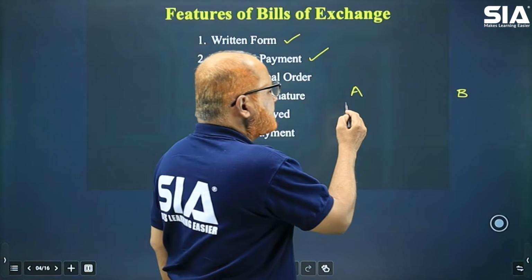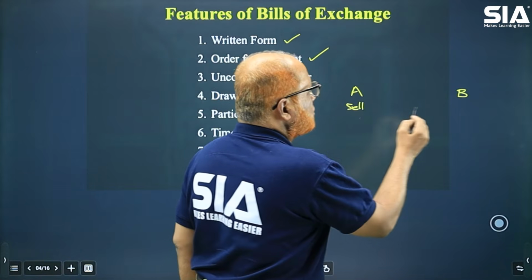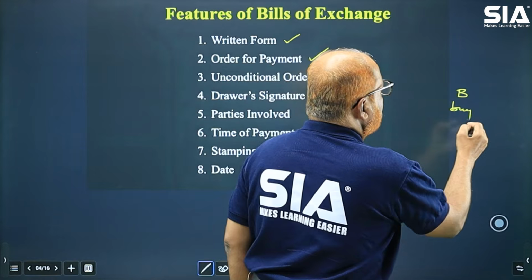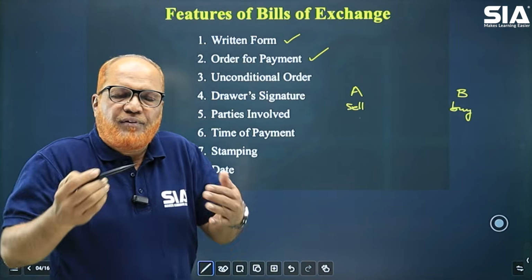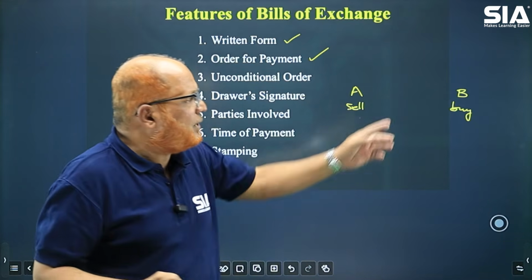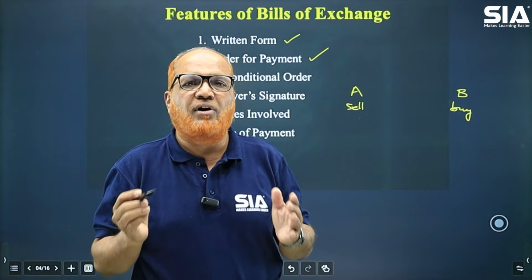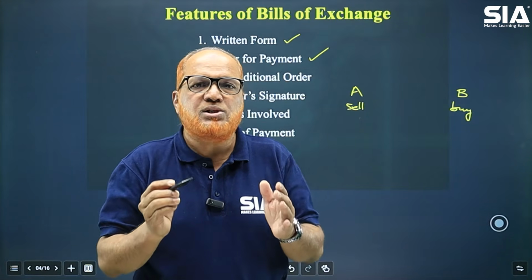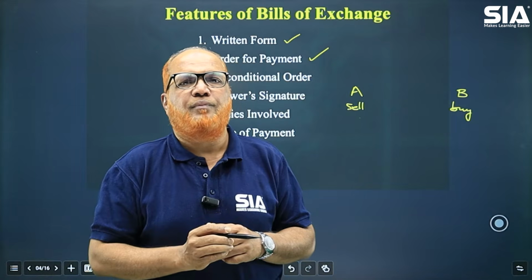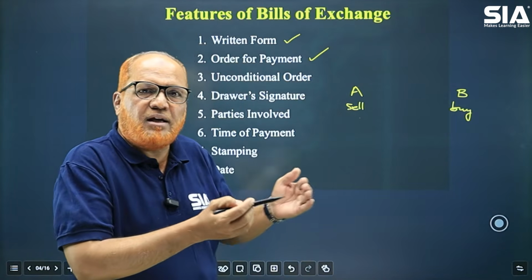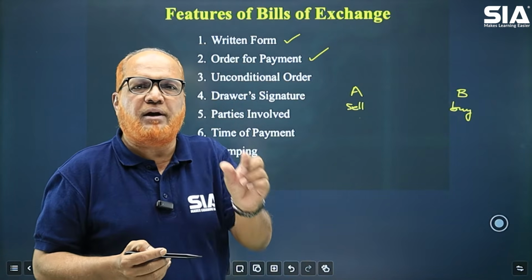So when A sells the goods on credit to B, that means in a future period of time, like 1 month, 2 months, B has to pay the amount to A. So A cannot rely on the word of mouth. He wants some written proof that B has purchased the goods and has to pay the amount on a particular date.